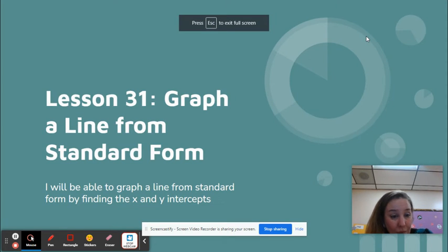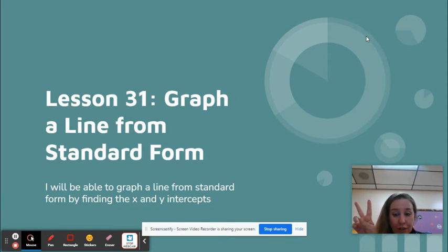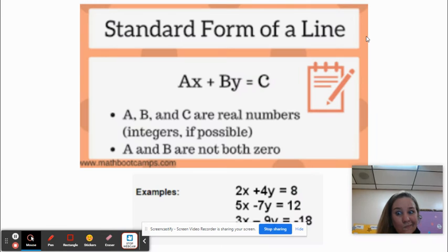Okay, so now we're still going to graph using those two intercepts. However, this time we have to find them. Using intercepts when you are given something in standard form is a very nice way to go. So, for example, this is what standard form looks like.